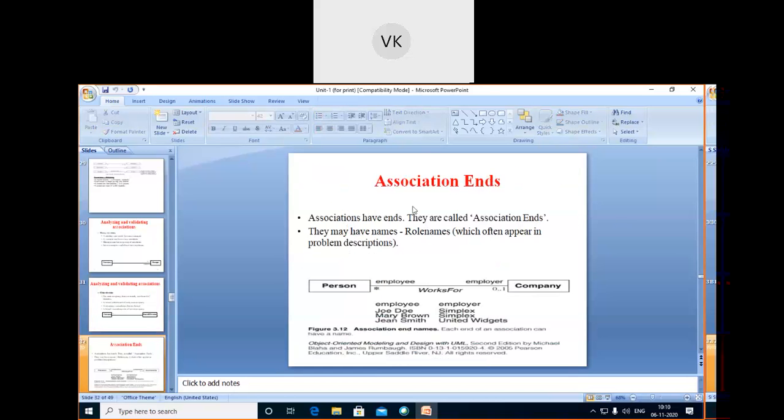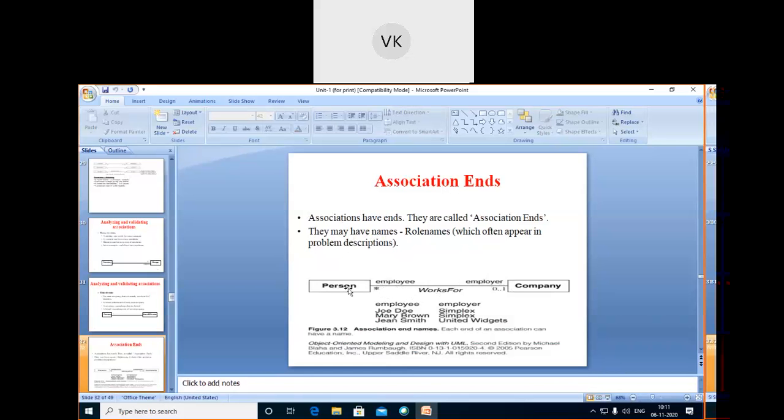Next one, association ends. Associations have ends. I have written two classes here, and after that I am joining the two classes with a line. That line we may call an association between the two classes. It describes the relationship between the two classes or between any number of classes. Here you see the associations have ends, and they may have names, role names.